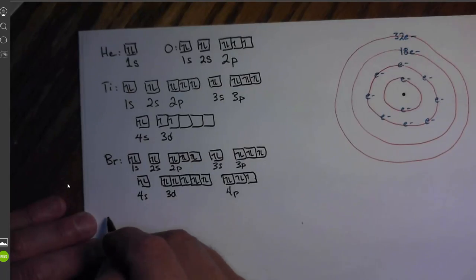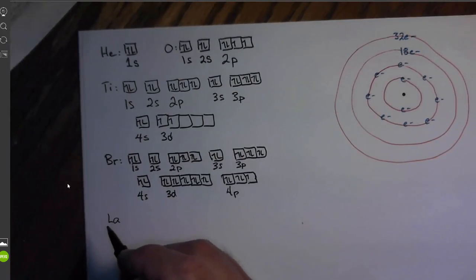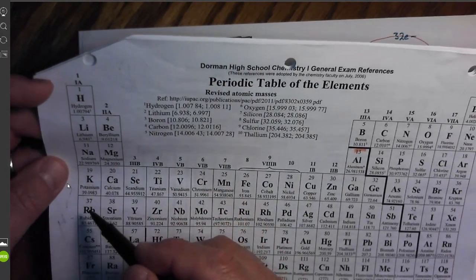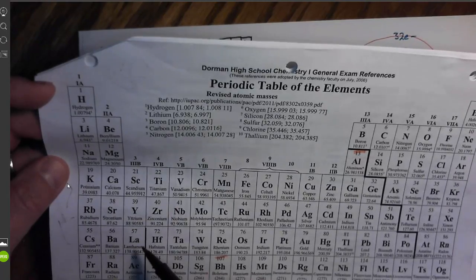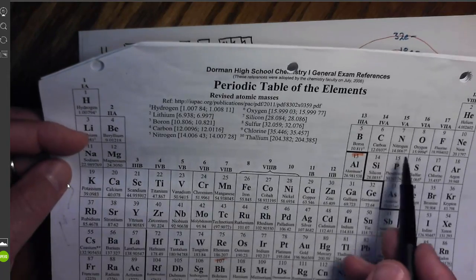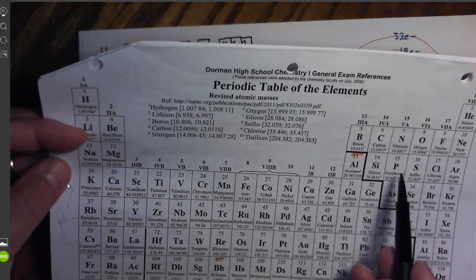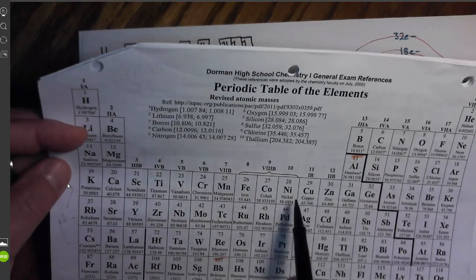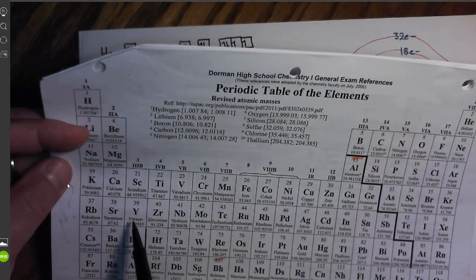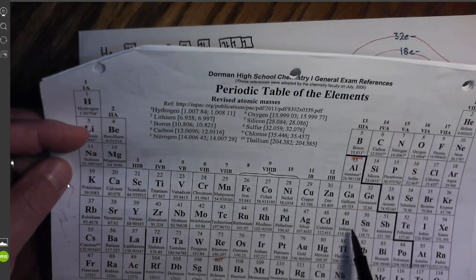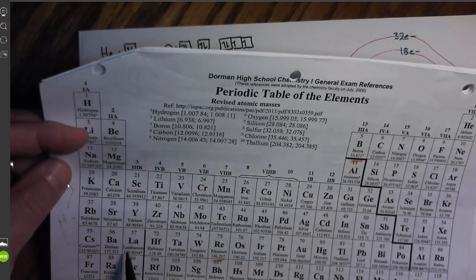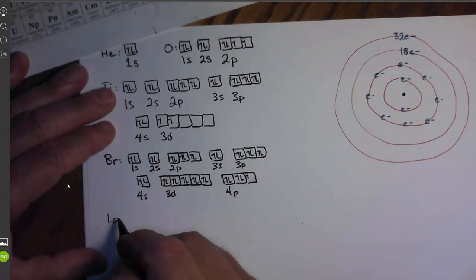Okay? So here's lanthanum. All right, so lanthanum then is in this row. That's 1, 2, 3, 4, 5, the 6th row of the periodic table. Okay? So we've got to fill up 1s, 2s and 2p, 3s and 3p, 4s, 3d, 4p, 5s, 4d, 5p, and then 6s, and here is 5d. Okay?